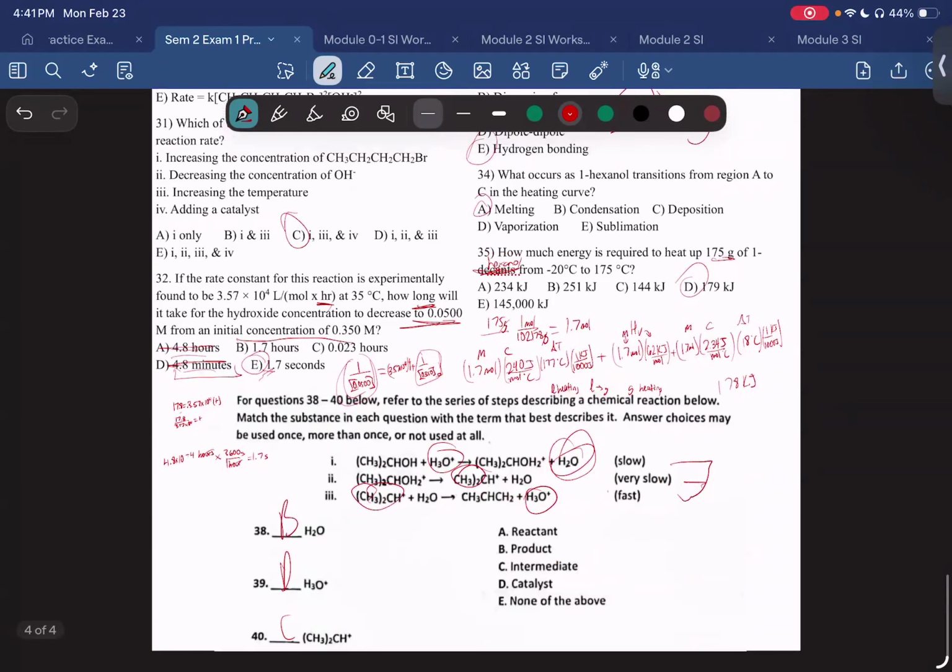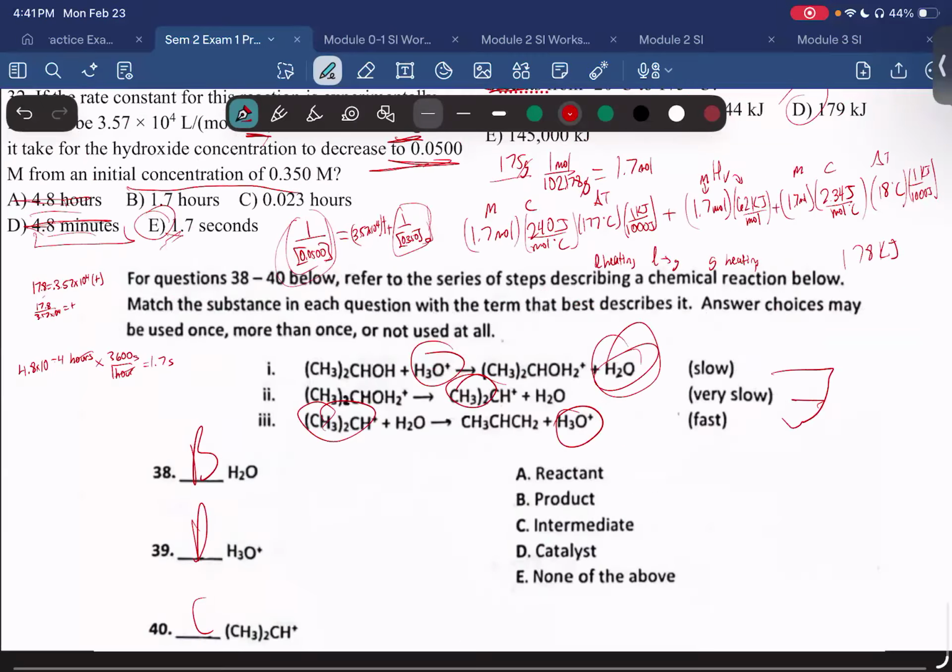Any other questions? Not regarding the practice exam, but things you want me to go over? Anything from any of the modules? Could you go over the reasoning for why H3O+ was a catalyst while CH3 was an intermediate?